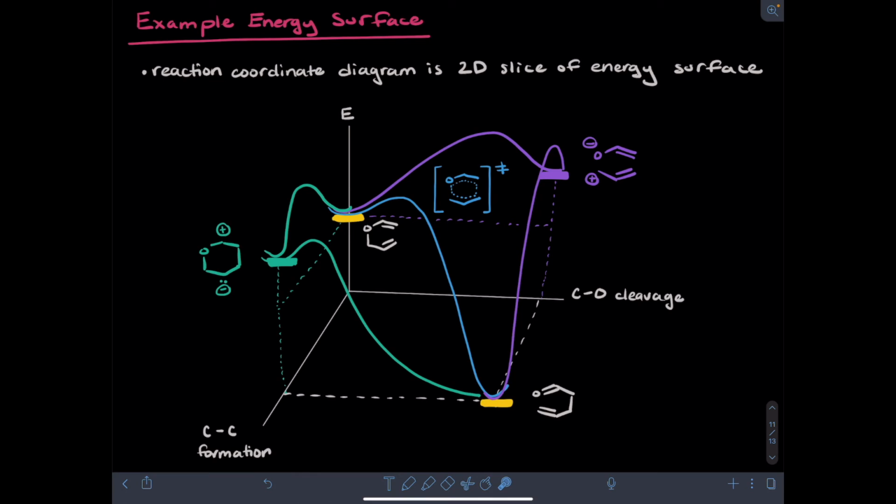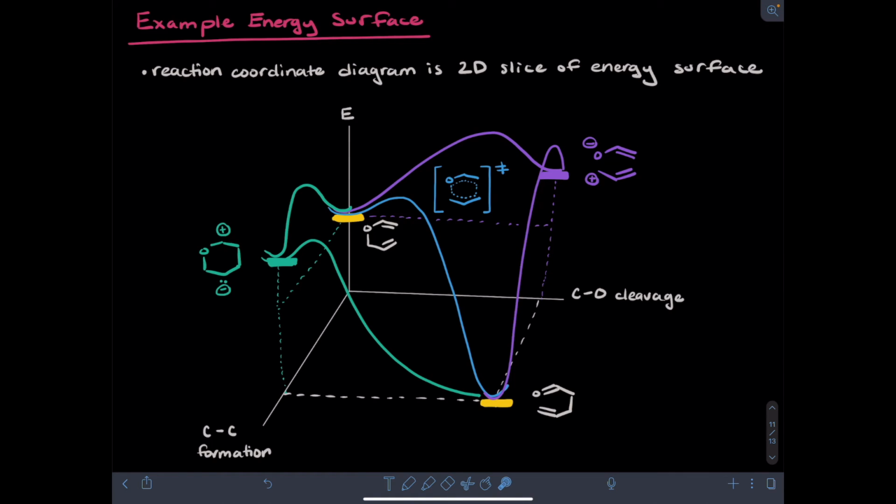So let's consider our three cases. In the concerted mechanism, the case A from before, the carbon-oxygen bond is breaking and the carbon-carbon single bond is forming at the same time. I have a single transition state getting me from reactant to product. And notice that in this single transition state, I'm getting carbon-carbon bond formation and simultaneous carbon-oxygen bond cleavage occurring at the same time.